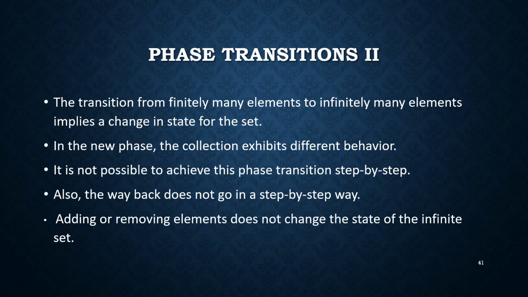The transition from finitely many elements to infinitely many elements implies a change in state for the set. In the new phase, the collection exhibits different behavior. It is not possible to achieve this phase transition step by step. Also, the way back does not go in a step-by-step way. Adding or removing elements does not change the state of the infinite set.